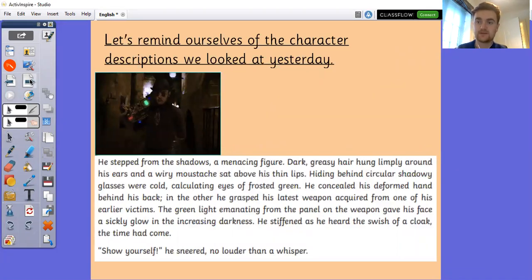Now, with your character descriptions, it might be that in your warning tales, you want to have a bad guy. And this one is a really good way of looking at that. So have a think about the connotations of the words that are being used, how everything seems cold and calculating.